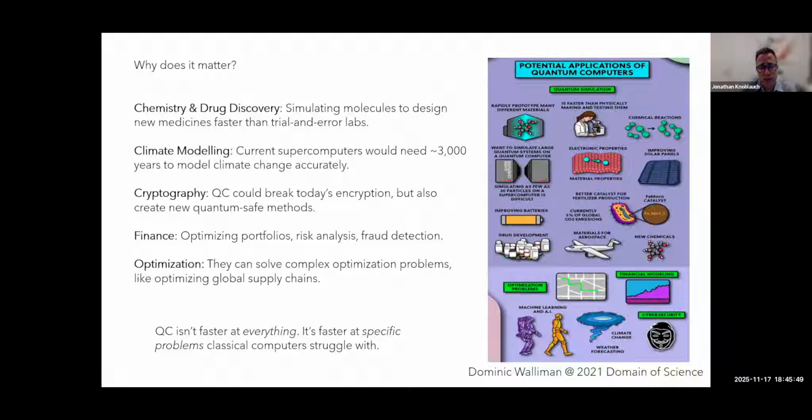Climate modeling, which you've mentioned. Current supercomputers would need at least 3,000 years to model climate change accurately. Cryptography, that's a big one. Quantum computers could break public key encryption like RSA that secures most of our online communication today. But fortunately, scientists are also developing quantum safe encryption.